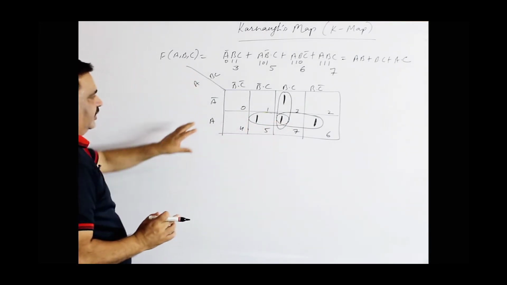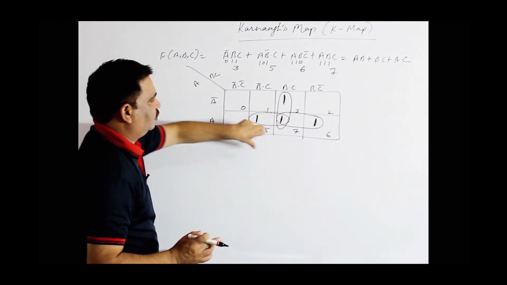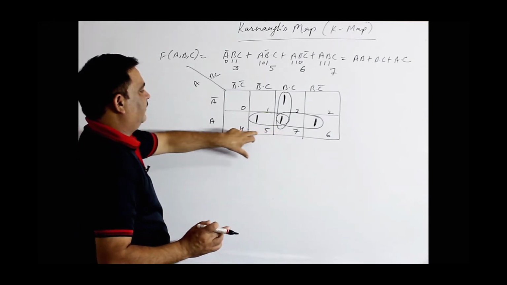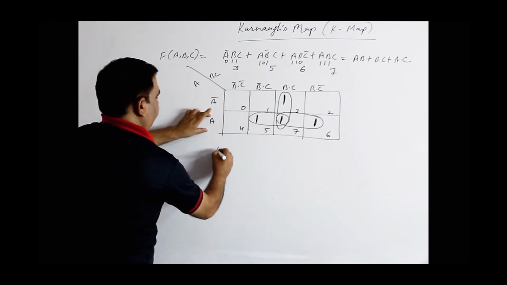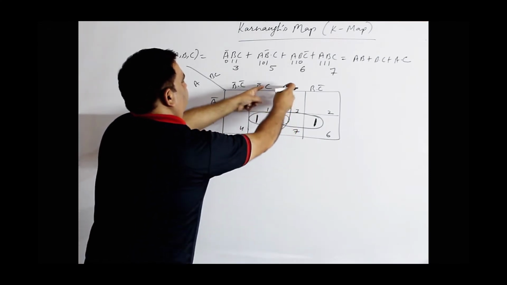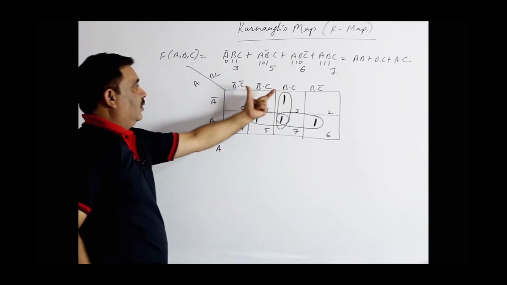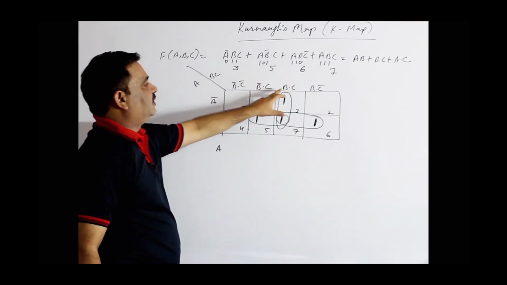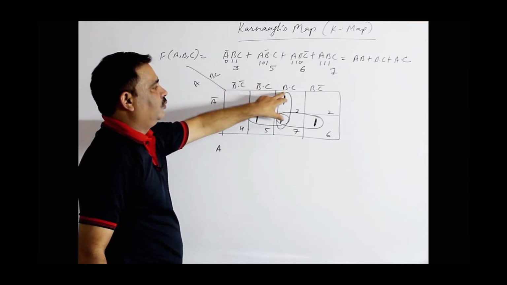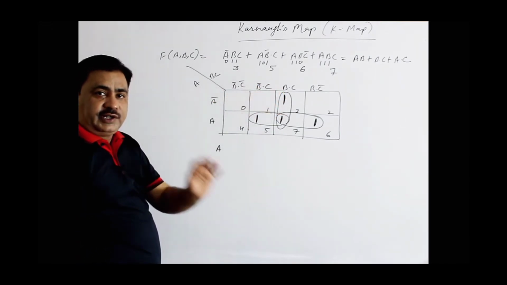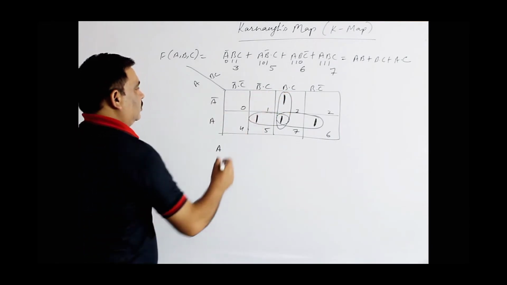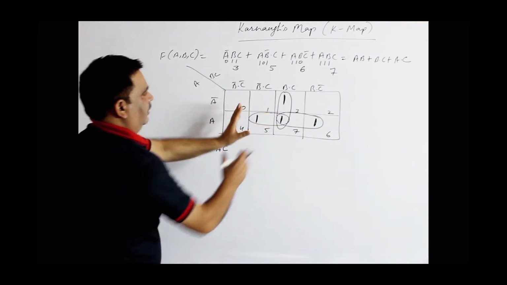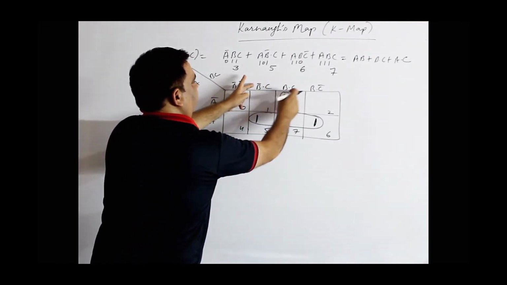How will you get the expression? See, the first pair is this one, pair 1 is at 5 and 7. At 5 and 7, the left side variable is A, and the upper side variables are B complement C and BC. Now you have to take the common one. The common one is C, and B complement to B is changing. So do not take B, only take the common one. So you can write A dot C: A from the left side of this pair, and C is common.